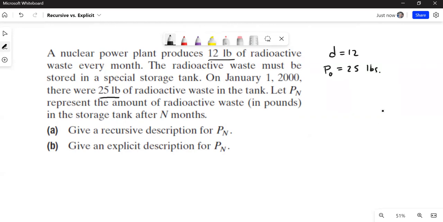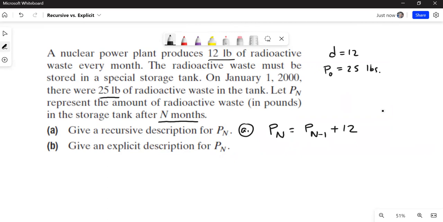And then it says, let P sub N represent the amount of radioactive waste in pounds in the storage tank after N months, because we're getting some amount every month. So A, give a recursive formula for P sub N. Well, recursively, the way that we find any term is we take the previous term, which is written as P sub N minus 1, and we just add the amount that it changes each time, in this case, 12. That's the recursive formula. Okay, that's A. And it's pretty easy to do: 25 plus 12 plus 12 plus 12 plus 12 and so on.